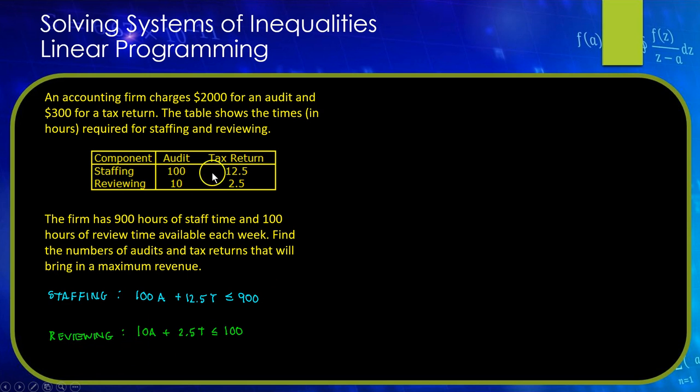For reviewing, very similar. For an audit, it's 10 hours to review each audit, and 2.5 hours to review each tax return. So 10A plus 2.5T should be less than or equal to 100. Now, oftentimes when you need to graph them, you might want to put it into slope-intercept form, and this is what I got with these.